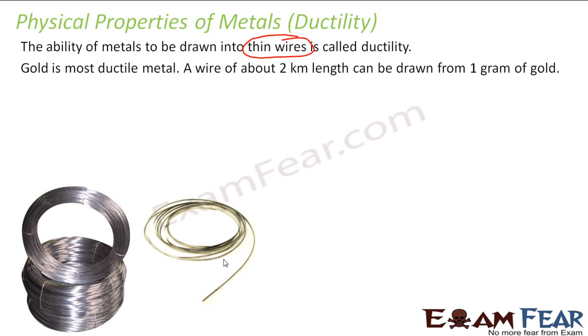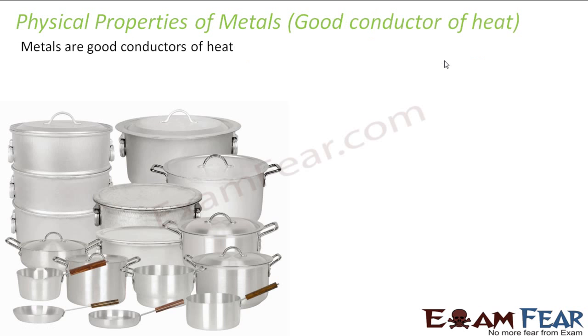Gold is the most ductile metal, and you can make 2 kilometers length of wire from 1 gram of gold. 1 gram of gold is such a small amount, even from that you can make 2 kilometers length. It's such a ductile element, but still we don't generally use it to create wires because it's very costly. So we use copper, right?